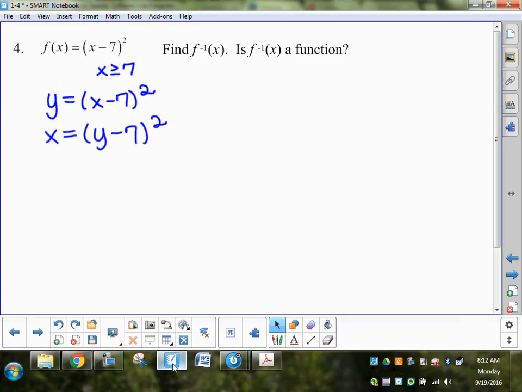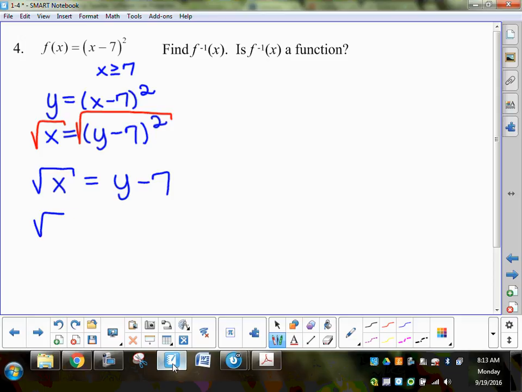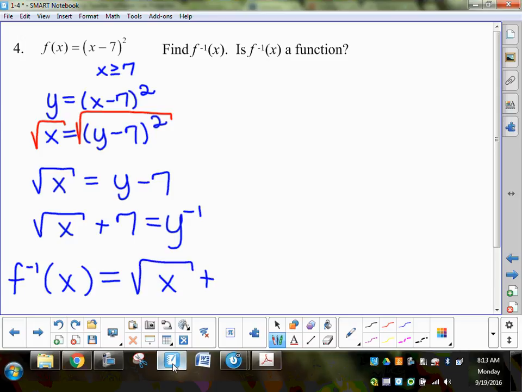We're going to square root both sides. So this would leave me with the square root of x is equal to y minus 7. And from here, Michael, what would you do to get your inverse? So this would be our y inverse. So to finish it up, in terms of function notation, this is what we would be left with.